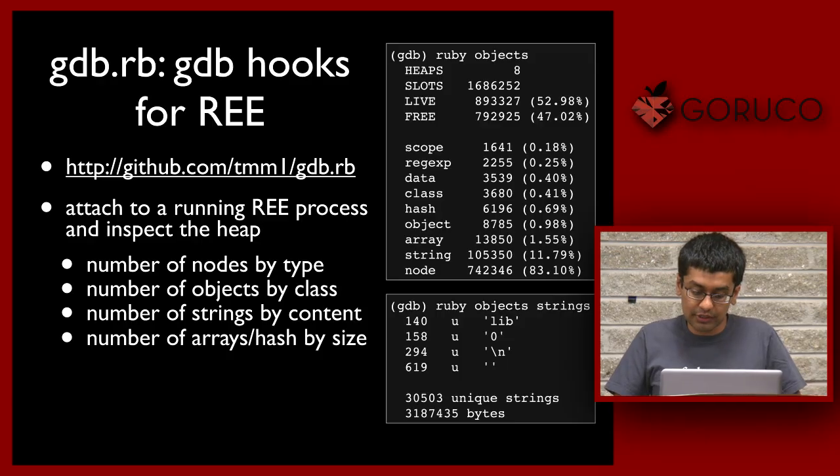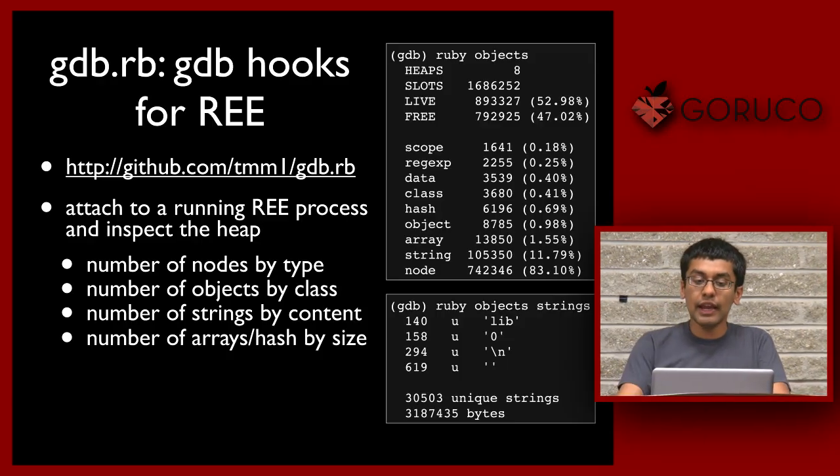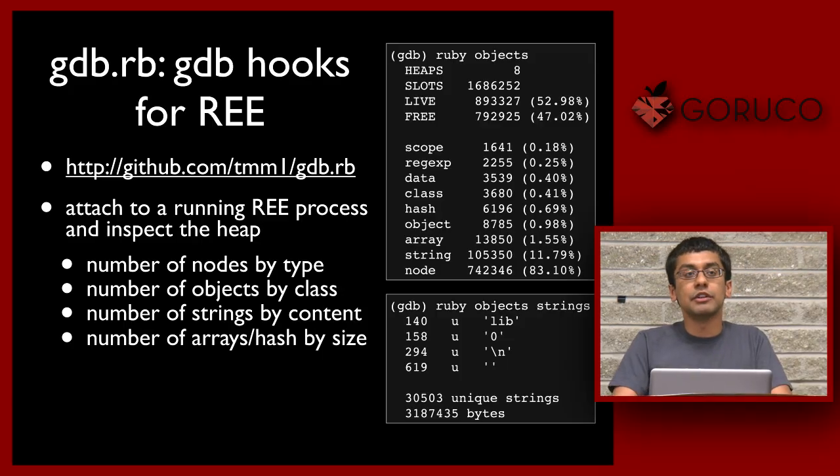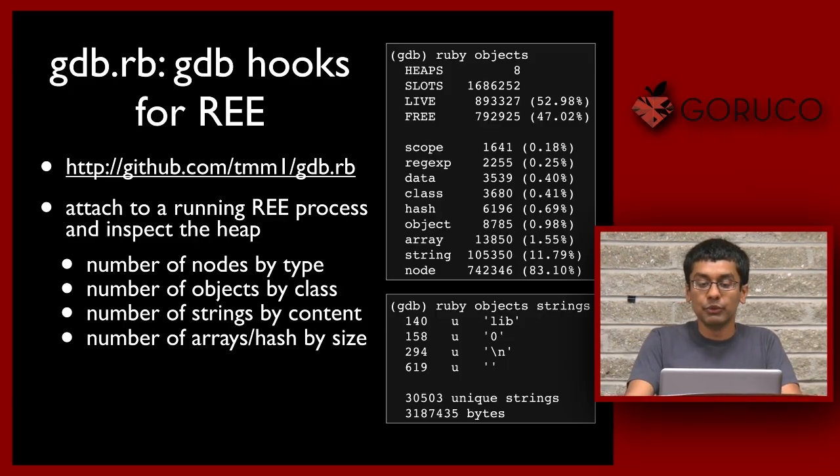So you'll notice in this one, 83% of the heap is nodes. And nodes are a special type of object in Ruby that actually represent the code itself. And it's one of the reasons that Ruby is so dynamic.